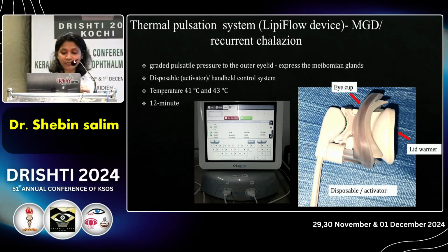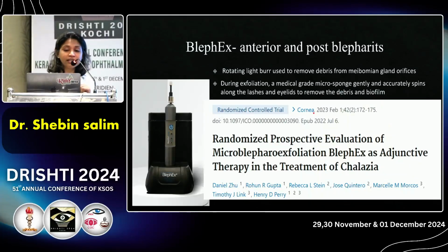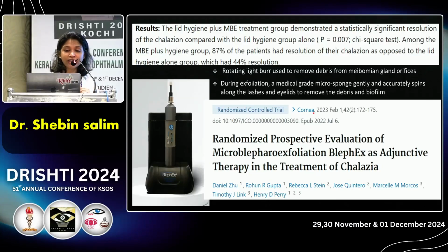So next, this is something known as microblepharoexfoliation or BLEPHEX. So this is a rotating light bar with a medical grade micro sponge. So this will gently and accurately spin along the lashes and eyelids to remove the debris and the biofilm. So this again can be used for both blepharitis and chalazion.